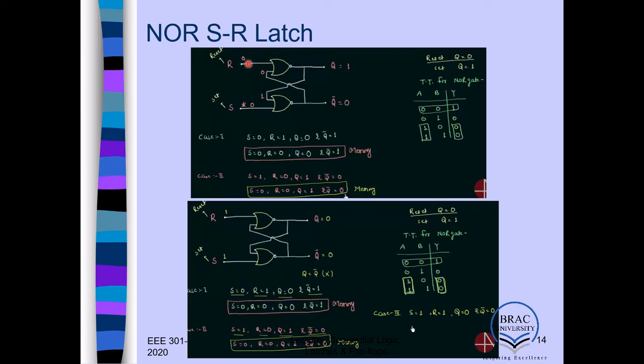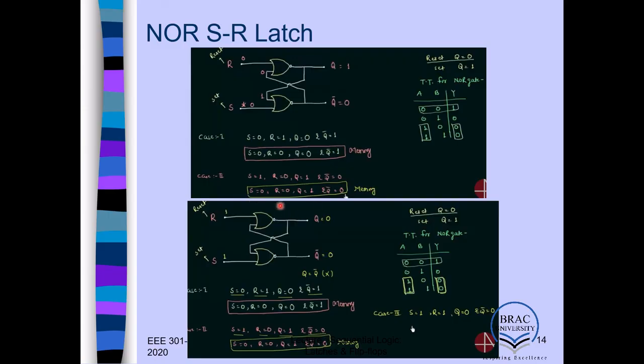If both are 0, then previously you had Q equals 1, Q prime 0. Just consider this 1 comes here, so 1, 0, the output is 0. So this output is 0. Then this 0 goes here. So 0, 0 output is 1. Then your Q becomes 1, Q prime becomes 0. Previously you had Q 1, Q prime 0. This is again called memory or no change, whenever S equals 0, R equals 0.